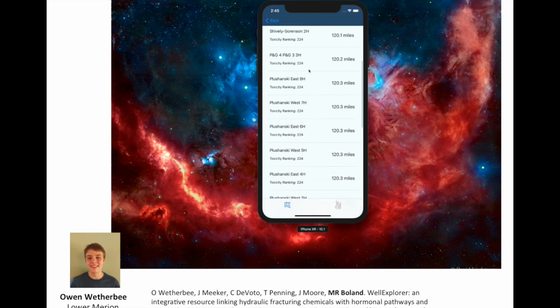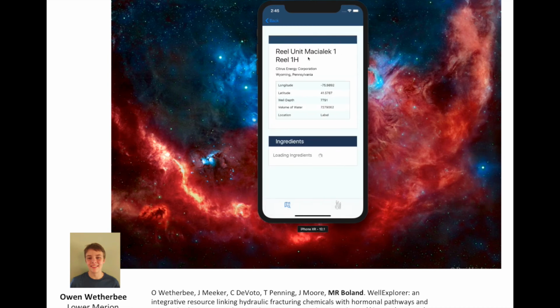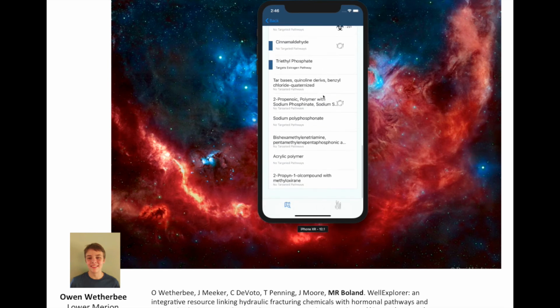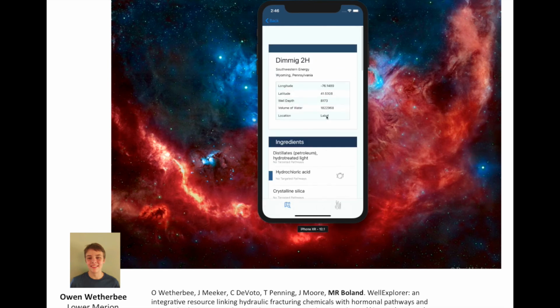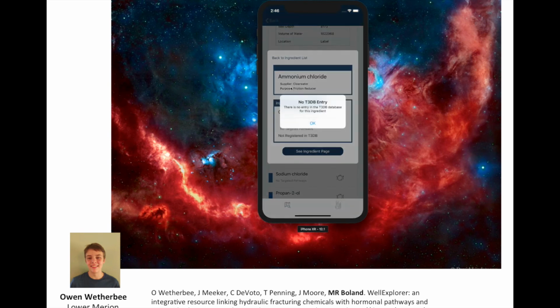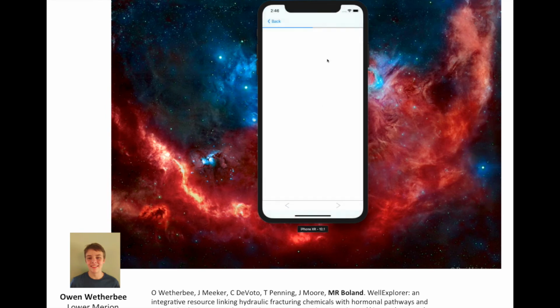You can also include only toxic chemicals, and those are identified using the Agency for Toxic Substances. And then you can click on each individual well, and it will provide you with the list of ingredients as well as further information on each of the ingredients and whether or not it is a food compound regulated by the FDA or not.